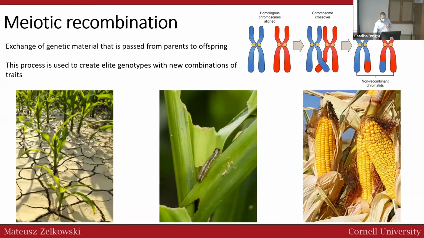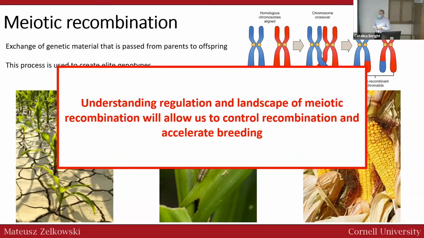And simply, if we understand how the landscape and decision process of meiotic recombination works, then we can try to control it and make our own new elite germplasms, and we can accelerate the breeding process, which already takes years and costs millions.